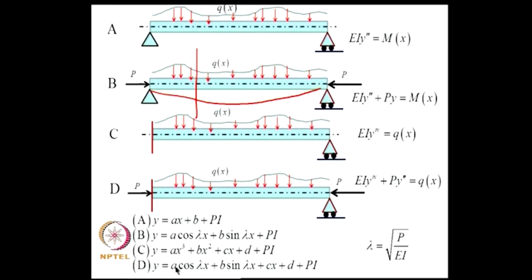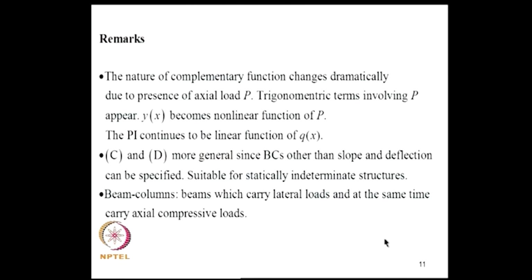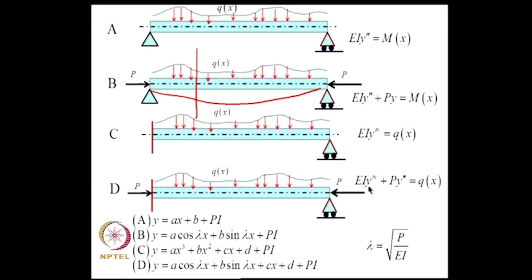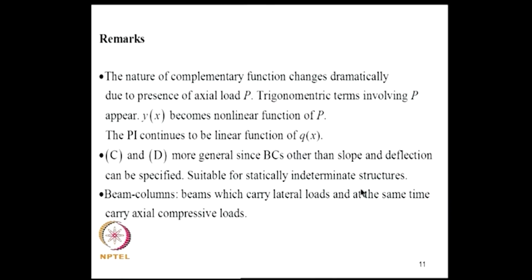Now in this case again there are trigonometric terms. So trigonometric terms mean non-linearity in p. Now C and D, where we write fourth order equations, are more generally applicable. These are applicable for this also. So we can start with the applied load and write the equation. This helps us to write the boundary conditions like fixed and free end and things like that. They are suitable for statically indeterminate structures. Now this type of structure is known as a beam column, which carries lateral loads and at the same time carries axial compressive loads.